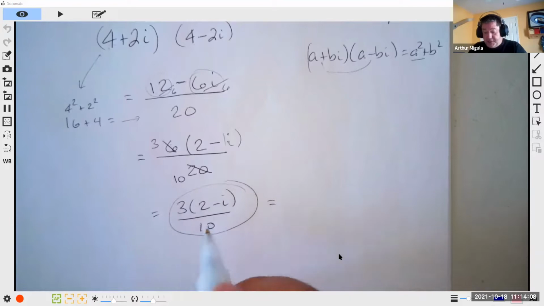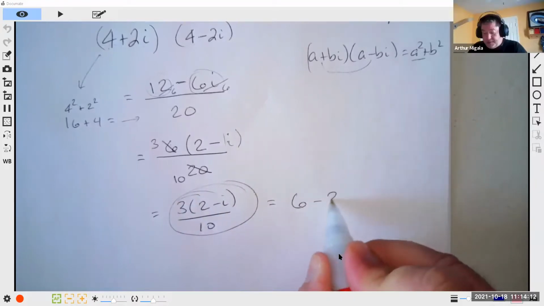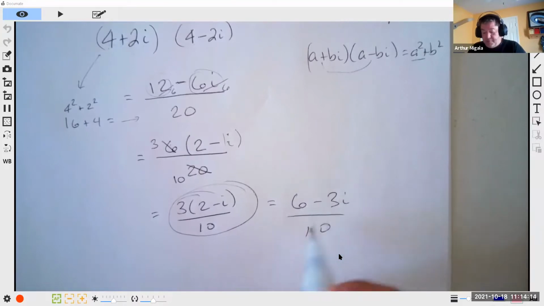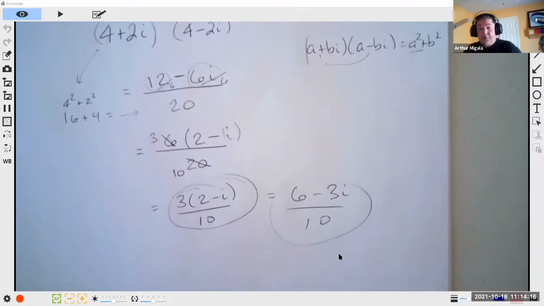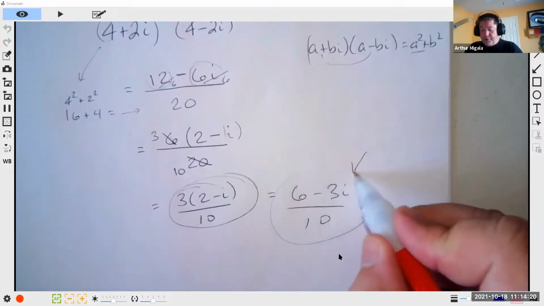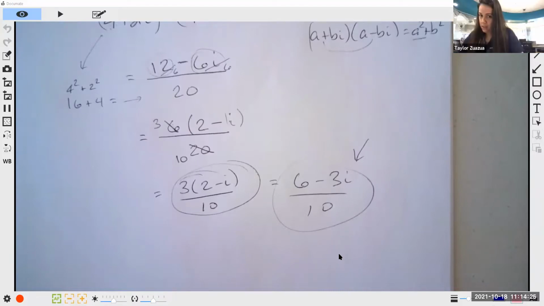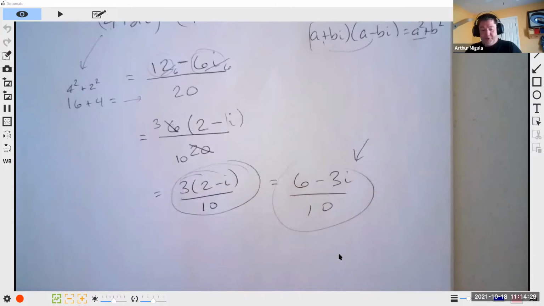I don't know how the computer wants it. If it doesn't take this, then multiply that 3, so we get 6 minus 3i over 10. They're both the same answers. The computer probably wants it in this one since there's less programming. So just distribute and get rid of the parentheses. Let's try another one.